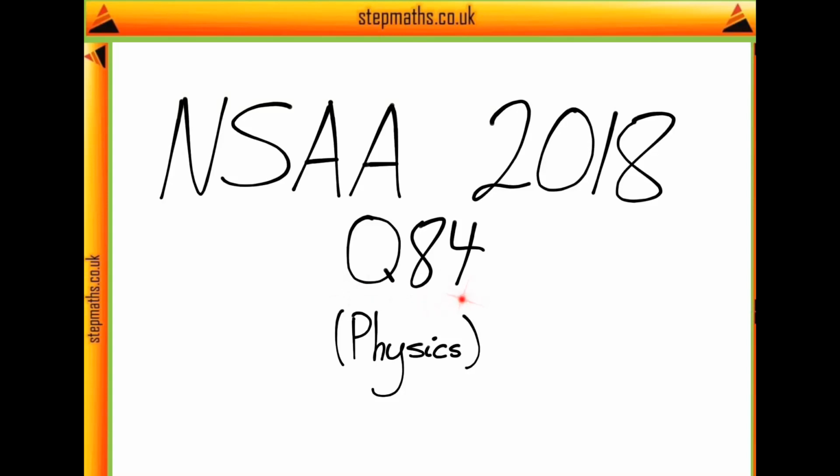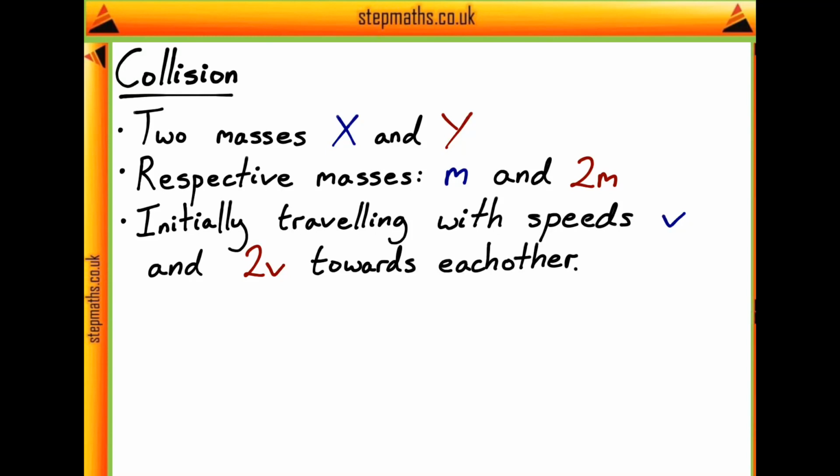Here we're going to look at question 84 from the NSAA 2018 paper. In this question, we're told to have a collision between two spheres, x and y. We're also told that their respective masses are m and 2m, and that they are initially travelling with speeds of v and 2v respectively, straight towards each other.